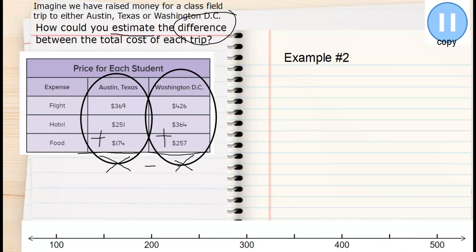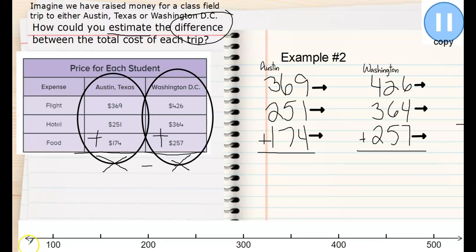So what I would like for you to do now is to pause the video and try to solve this problem on your own using the number line below. Okay, let's go ahead and check your work. So here is how you should have set up Austin's total cost of the trip and how you should have set up Washington's total cost of the trip. Hopefully you did not find the exact answer since the problem asked us to estimate.